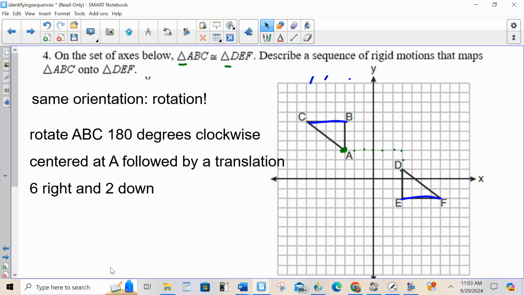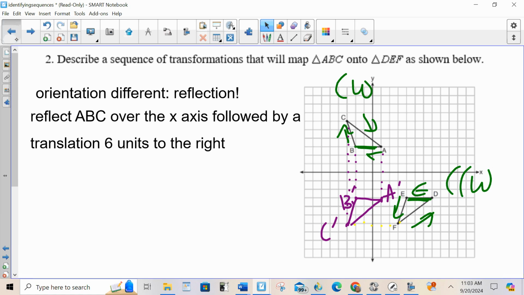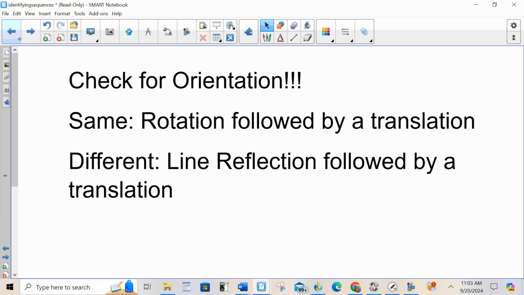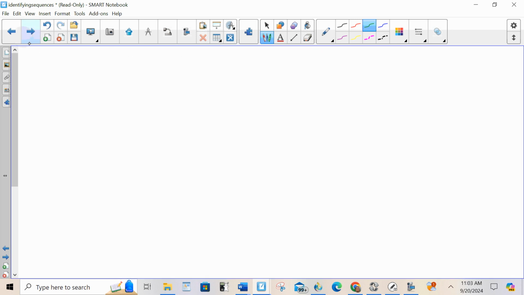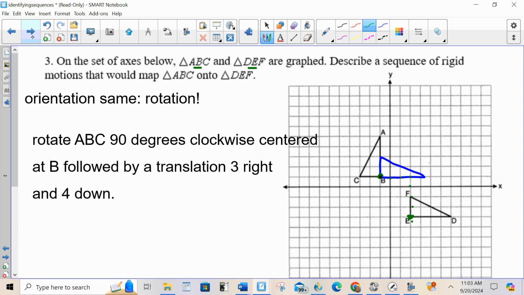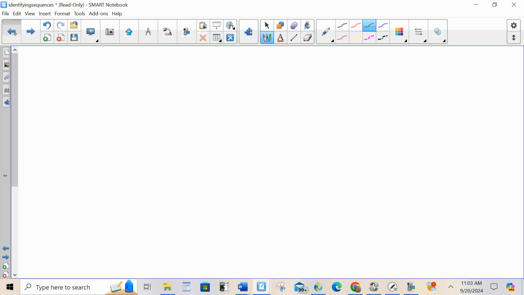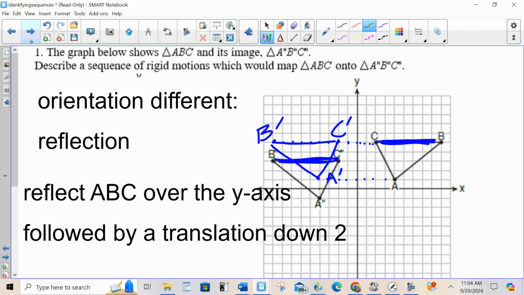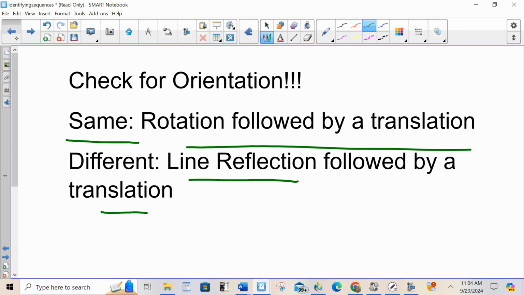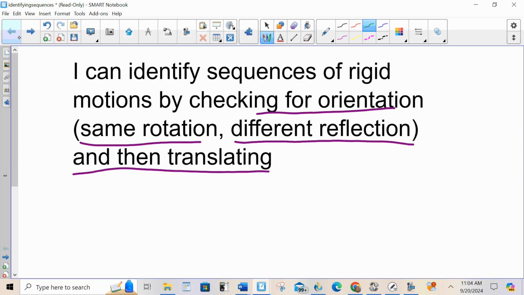And that's it. So, it's really not that hard of a lesson. It's not super simple. You have to know a couple things. Always, always, always check for orientation first. If it's the same orientation, it's going to be a rotation followed by a translation like we did here. If the orientation is different, then it's going to be a reflection followed by a translation, which again we did there. So definitely practice this, and you're almost guaranteed to see this on your geometry readiness exam.